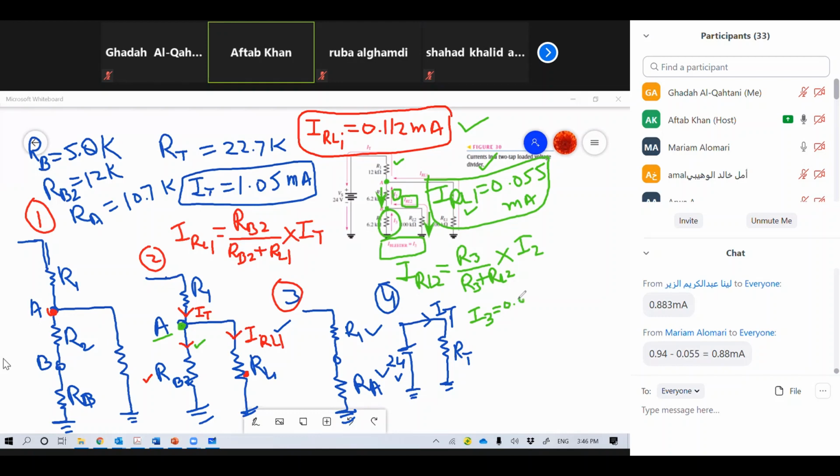Okay, so 0.88. So Mariam is applying KCL. Alomari, you can apply any other way to check this one. Any other, yani, the formula which is mentioned in the slide. Total minus that one. So this way we have calculated all the currents. Any question? Any doubt? No.